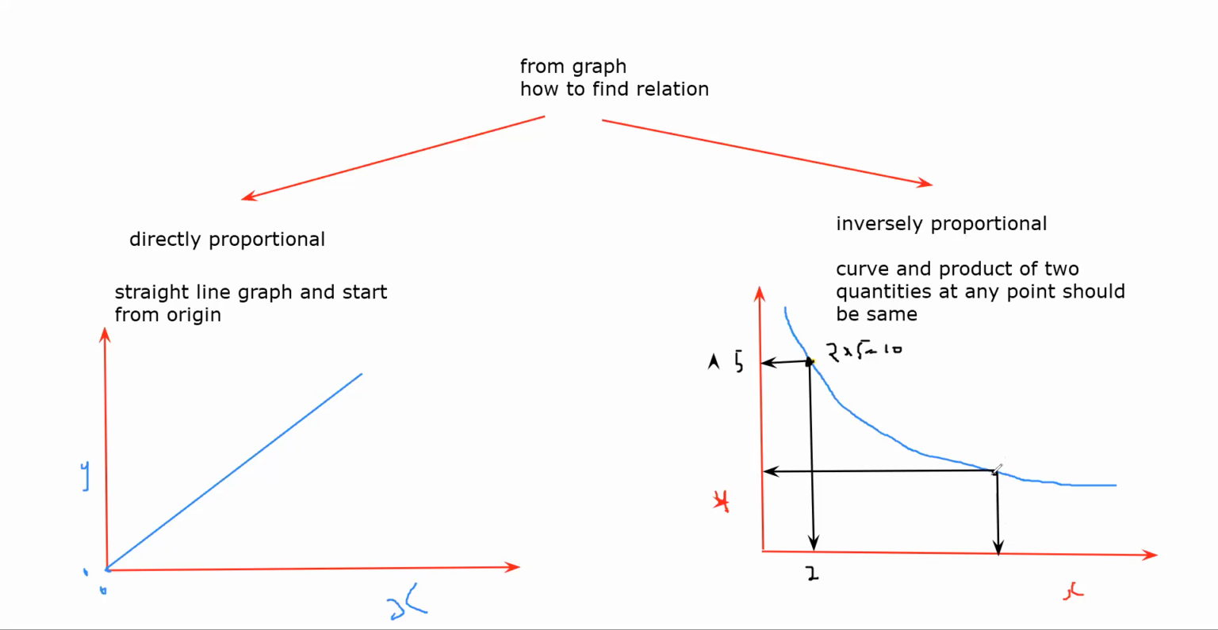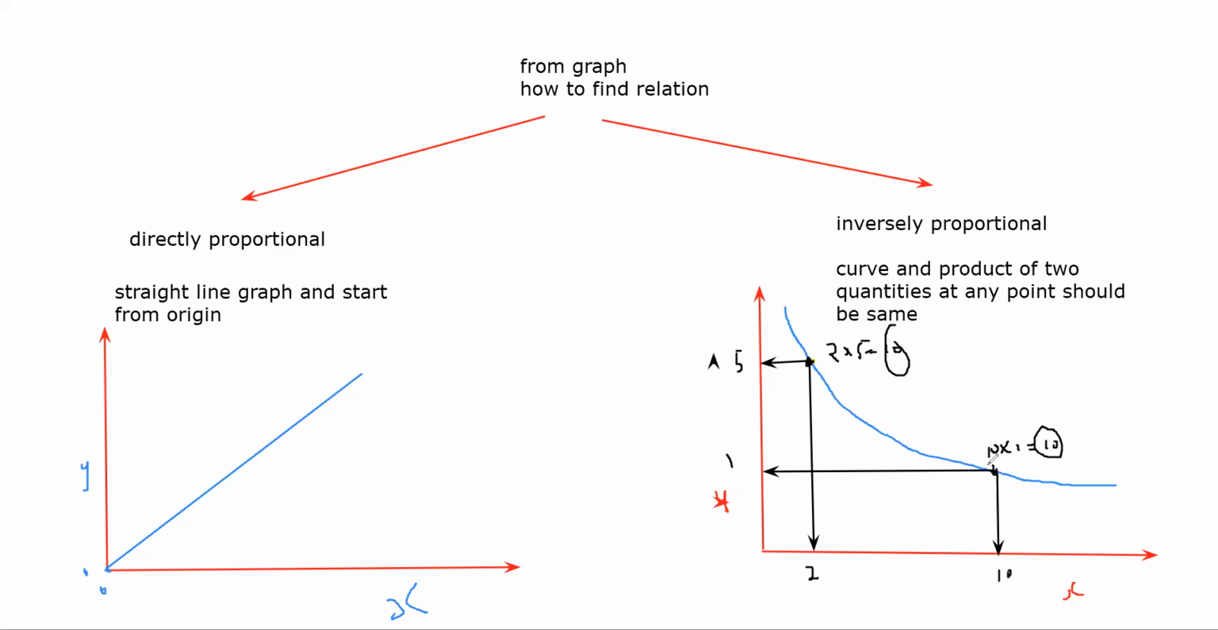In the same way, if I take another point, any point, it's up to you, for example, this is 10 and this is 1. When I multiply, 10 multiplied by 1 is equal to 10. So it should be a curve, and the product of the two quantities at any point should be the same or constant. So a straight line graph starting from the origin shows directly proportional. A curve where the product of the two quantities is constant, we call inversely proportional quantities.